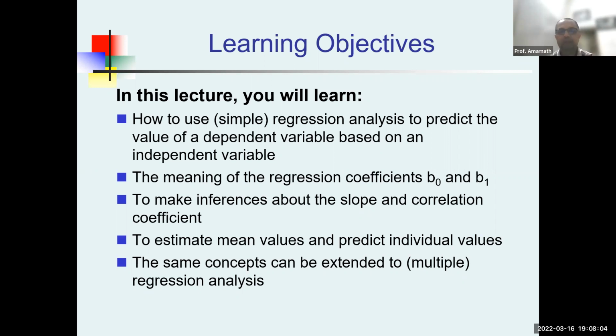That's an idea. So the meaning of the regression coefficients, t0 and t1, to make inferences about the slope and the correlation coefficient. Yesterday, that's why I ended my testing till correlation. So that is very much important here. After correlation, we learn regression, to estimate mean value and predict individual values. The same concepts can be extended to multiple regression. So this is what we will learn.